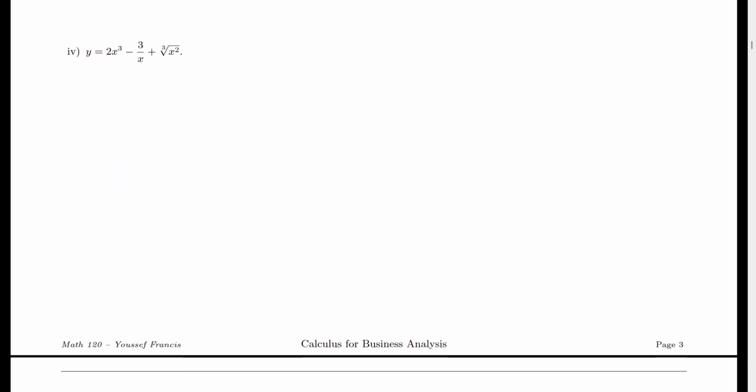So again, pause the video and see if you can get this done. There's a couple of things here you have to worry about. The fraction 3 over x is in the denominator, it needs to go away. And this guy right here, the cube root of x squared, needs to be rewritten as a power, as an exponent, so you can differentiate.